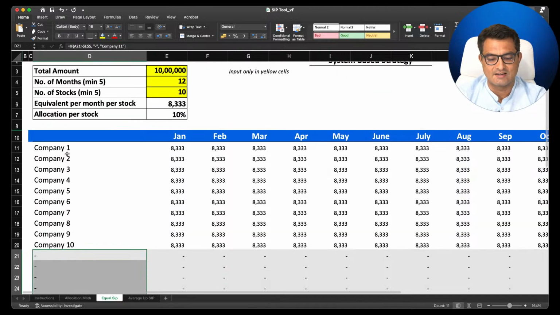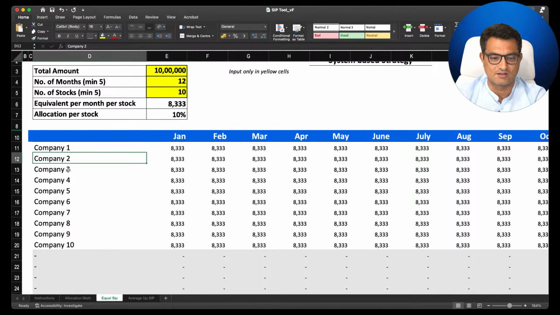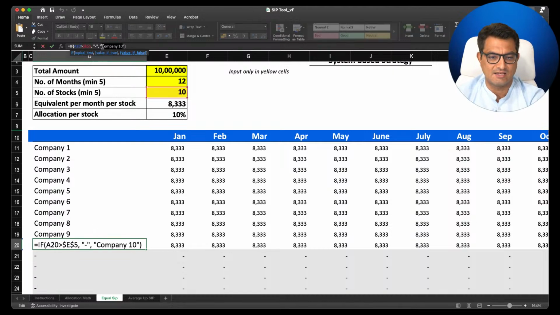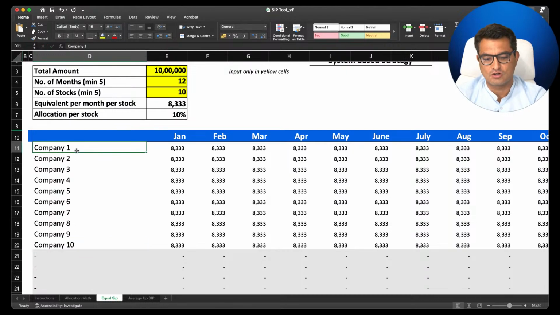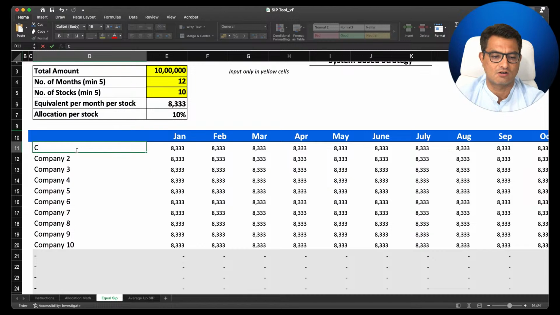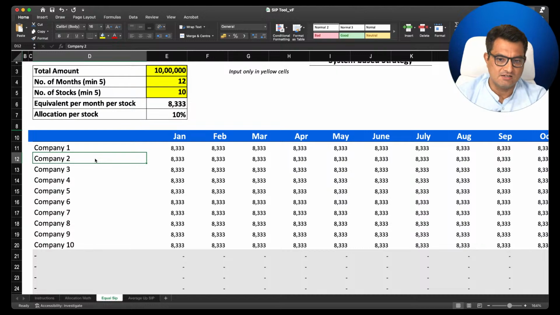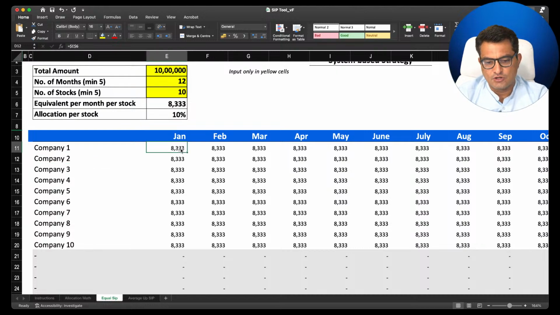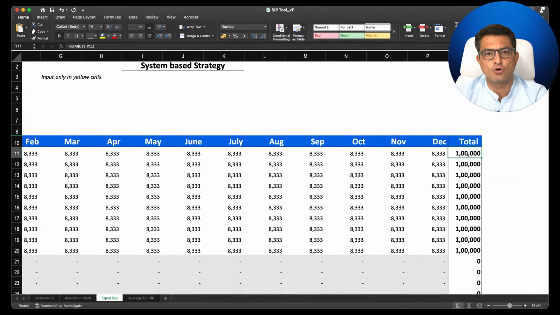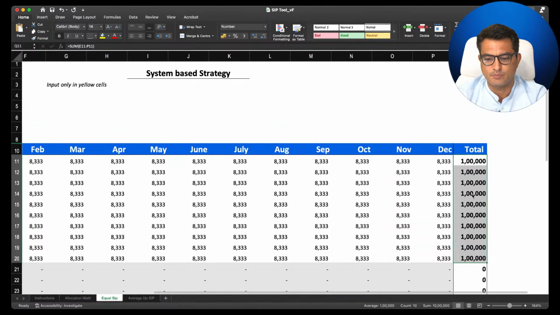As soon as you enter the names, you can even put the names over here, and automatically the names everywhere will change. In the formula you can just change whatever company you have, and your company name will come in. Say, for example, you want to make this Cipla, or Titan, whatever name you want to put, you can put it. Every month it will tell you how much amount to put in, and in the end it will say, hey, the 10 lakh you wanted to put in over 12 months is now deployed, and this is the allocation per stock.